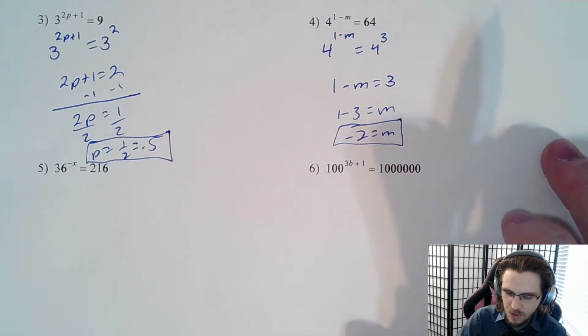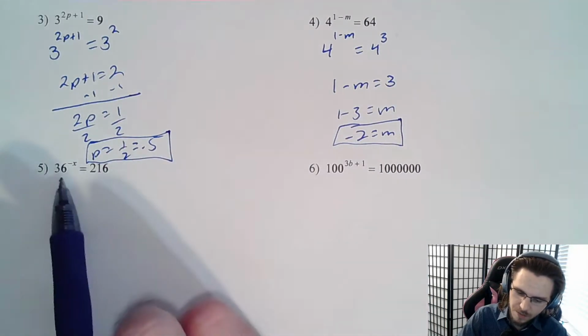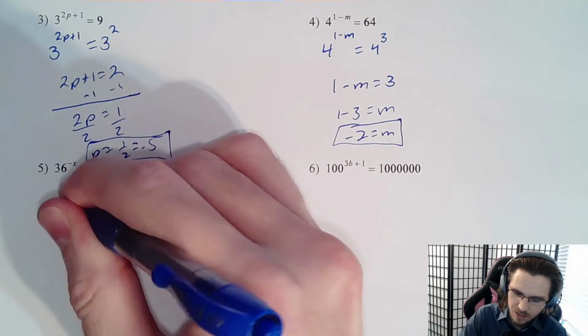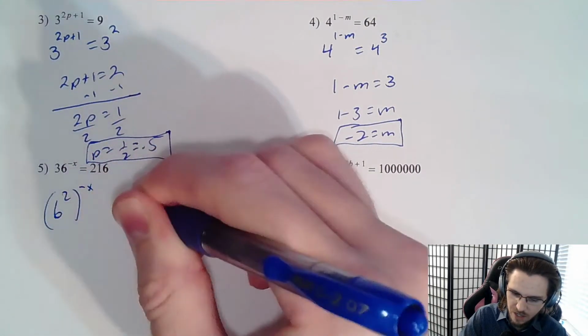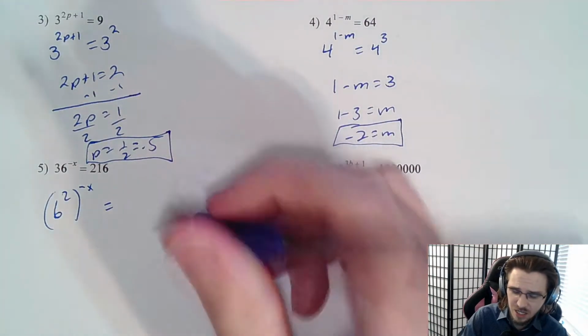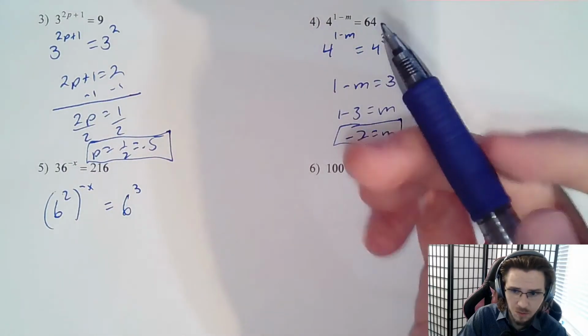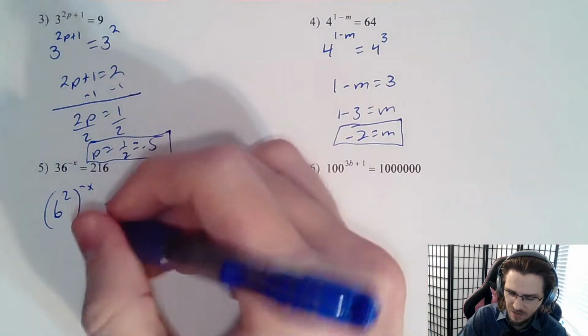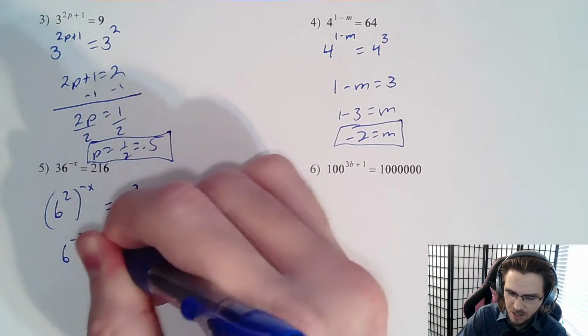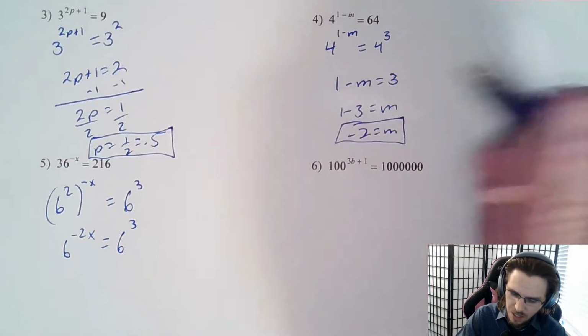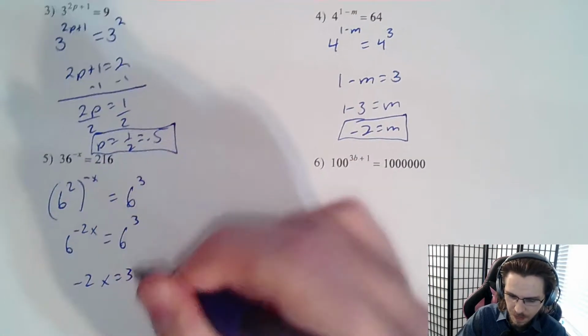Starting at number 5, we do need to change both sides of the equation because we don't have the nice quick fix. So here that 36 needs to be written as 6 squared to the negative x. And then that 216 needs to be written as 6 to the third power. Power of a power, you multiply exponents. So 2 times negative x is negative 2x equals 6 to the third. And now, nice and easy.